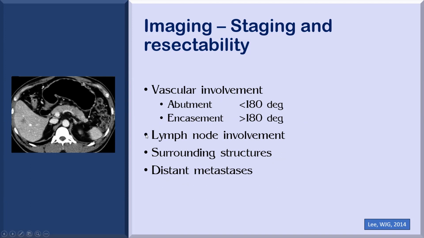Lymph node involvement is less important than earlier thought. So even if there is some lymph node involvement, you go ahead and resect. Of course, if there are surrounding structures, you can do an en masse or en bloc resection, which is now considered acceptable. Distant metastasis, no resection. But here the main thing is to understand the terminology for vascular involvement.